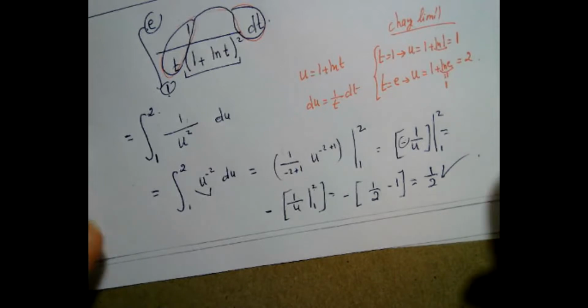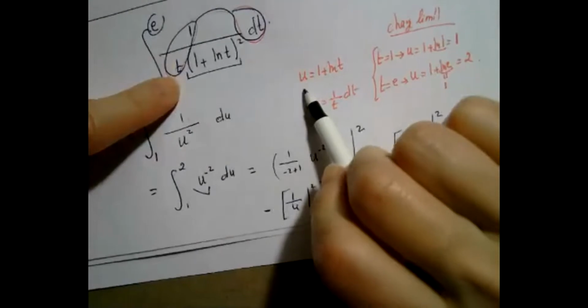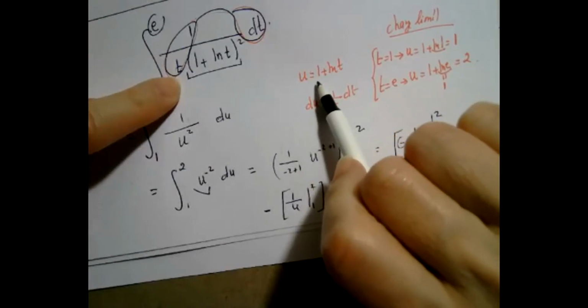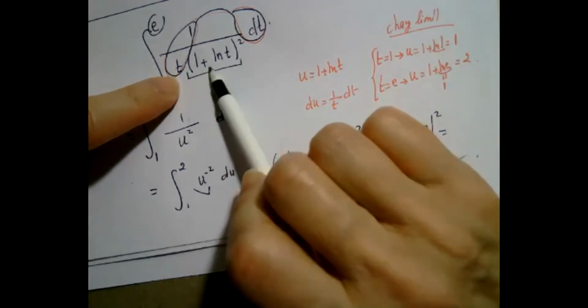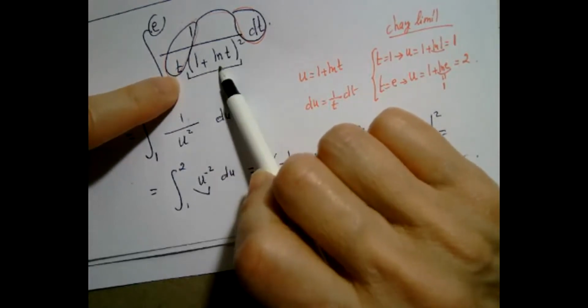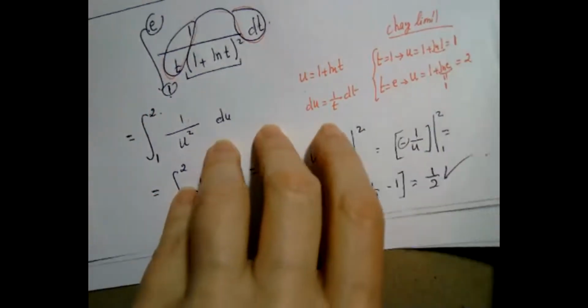Where do you get the 1 over u squared again? Oh, here. What's your u? My u is 1 plus the natural log of t. What do I have here? 1 plus ln of t to which power? Oh, it's squared. Okay. That's the problem.